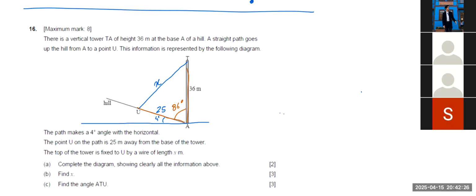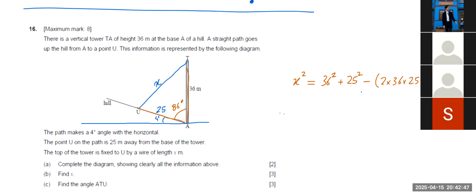Jessica, you tell me. X, exactly, good. X squared equals what else? 36 squared. Go on. Plus 25 squared. Good. Minus 2 times 36 times 25 times cos 86.